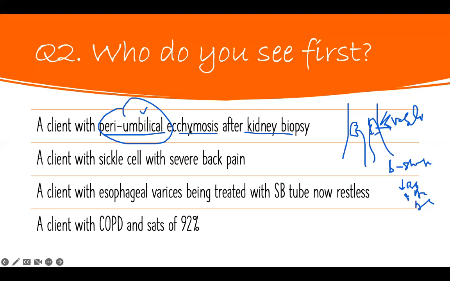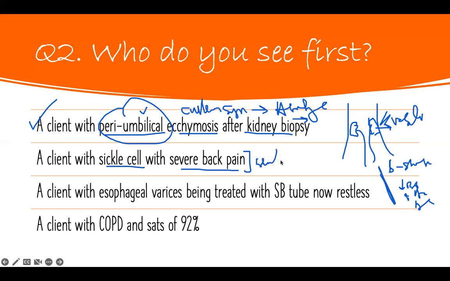And periumbilical ecchymosis, it has a name. It's called Cullen sign. So when you see this, that is hemorrhage. Patient is hemorrhaging. So it's going to be in shock, okay? And therefore is a priority, but we got to keep it and look at the other ones. A client with sickle cell with a severe back pain. Well, sickle cell, it looks like it's in crisis. When they're in crisis, they have pain everywhere. So this is unexpected. So I take him out.